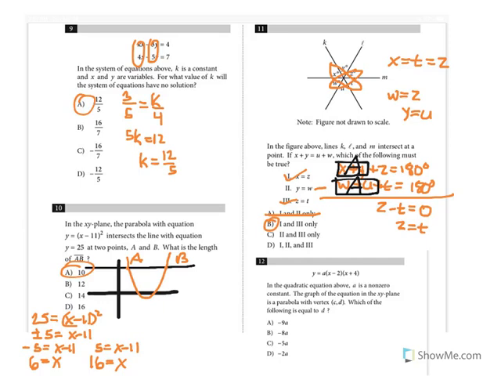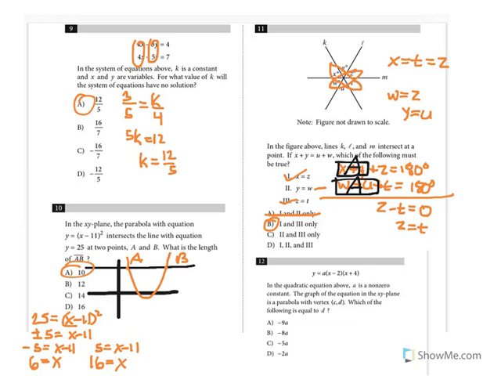In the quadratic equation above, a is a non-zero constant. The graph of the equation in the xy plane is a parabola with vertex C, D. Which of the following is equal to D? All right, now this one right here, you've just got to really understand parabolas and be able to quickly see what you need to do to get the answer.